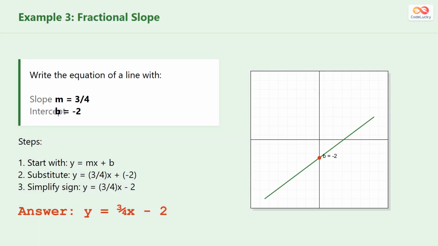Slopes can also be fractions. If the slope m is 3/4 and the intercept b is -2, we just plug them in. Be careful with the sign of the intercept. Since b is -2, the plus sign in the formula becomes a minus sign. So, our equation is y = 3/4 x - 2.